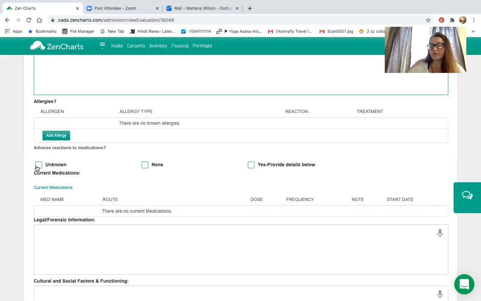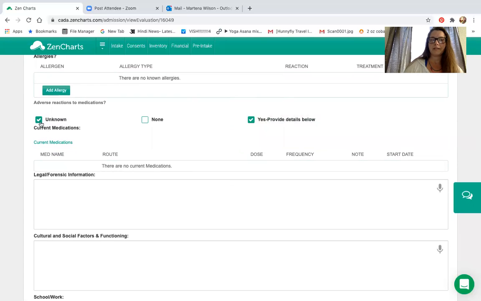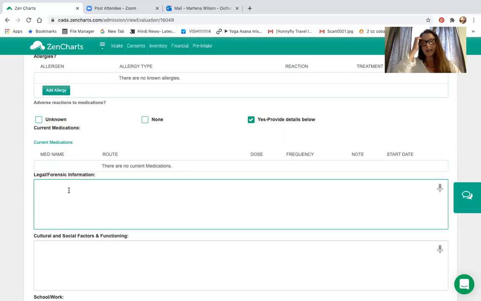Any current medication. So is your client on medication? This is really great to know. If mom told you, or if you didn't get to the question, or it didn't come up and you don't know, you can click unknown. And then if you say yes, then you can provide information below, right? But I said unknown. Okay, any legal stuff happening?